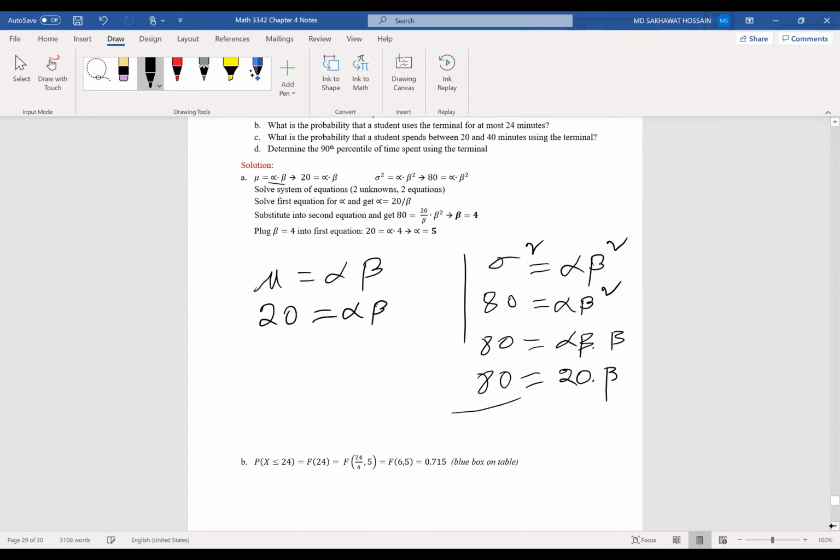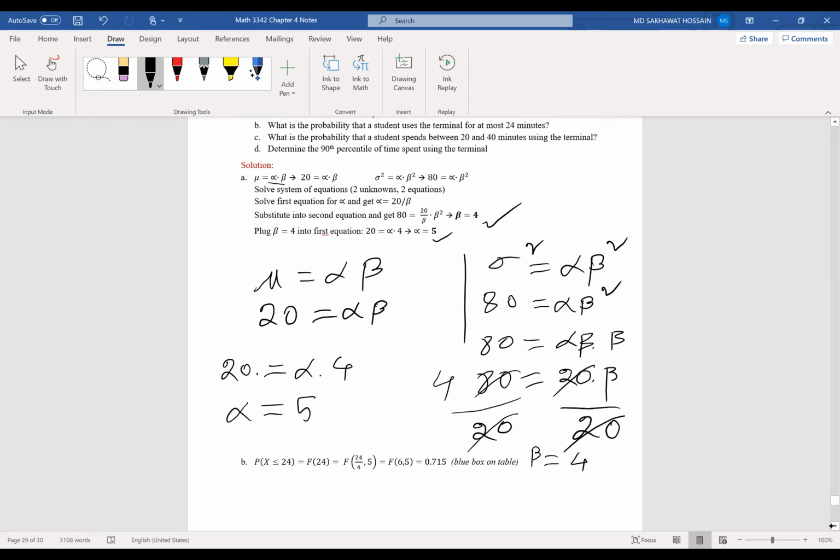Now if you divide both sides by 20, then we can cancel out this one, and it will be 4. That means beta is equal to 4. So we know the value of beta. Now plug in the value of beta and find the value of alpha. Then alpha is equal to 5. So the parameter alpha is equal to 5 and beta is 4.